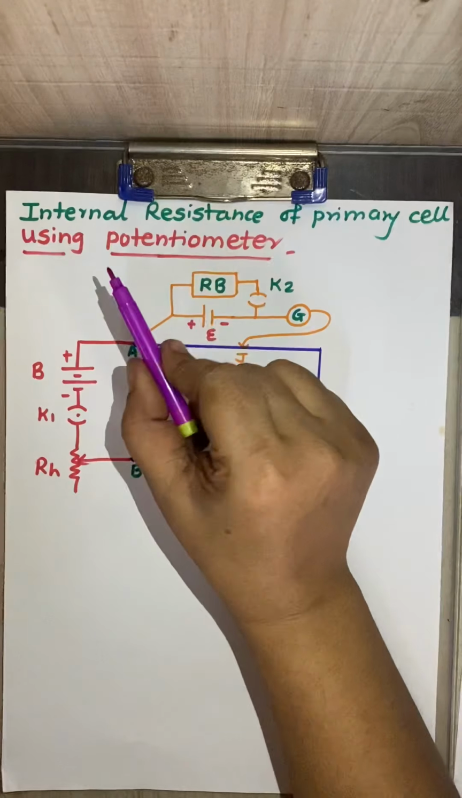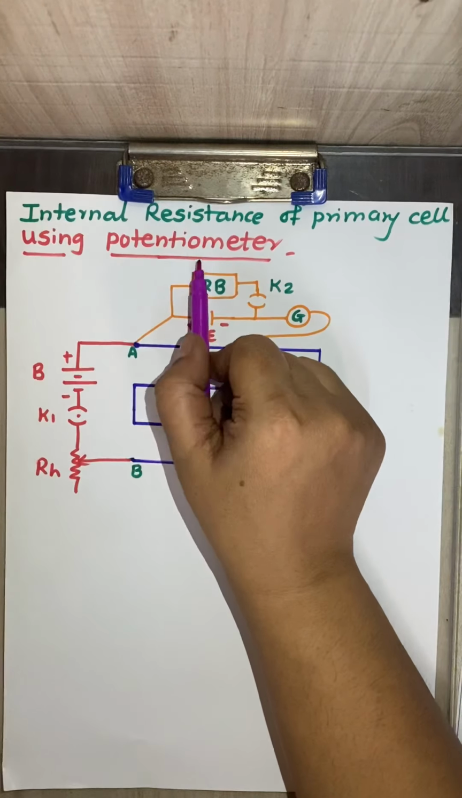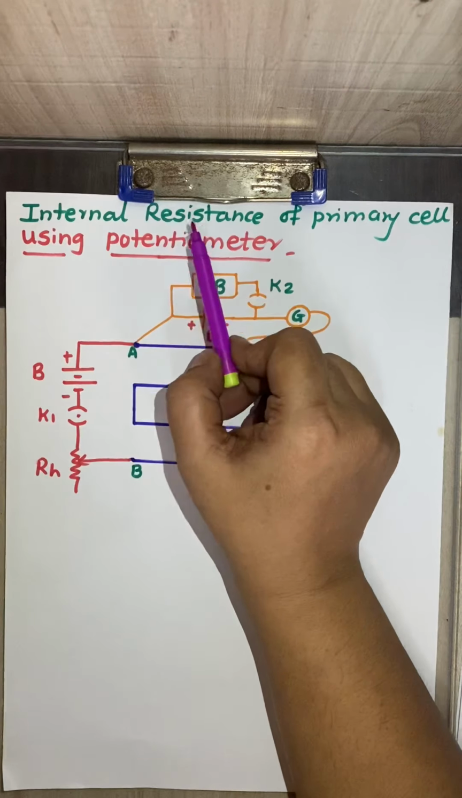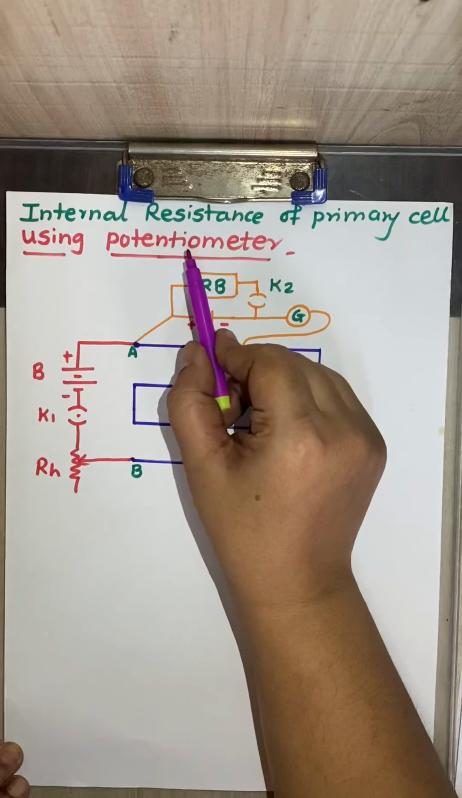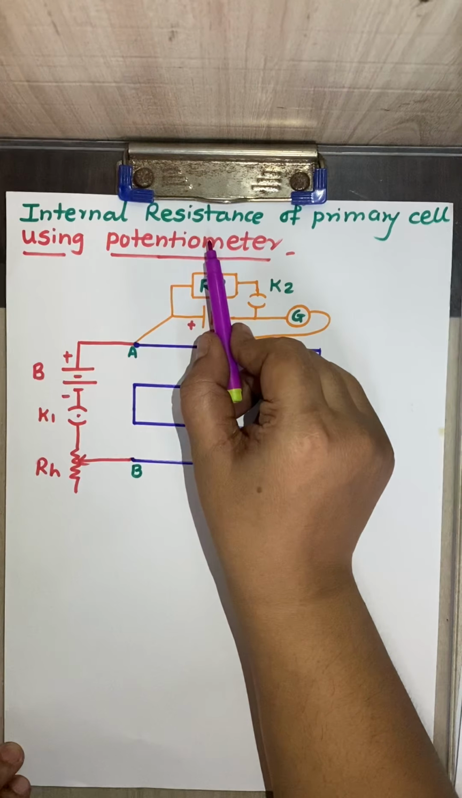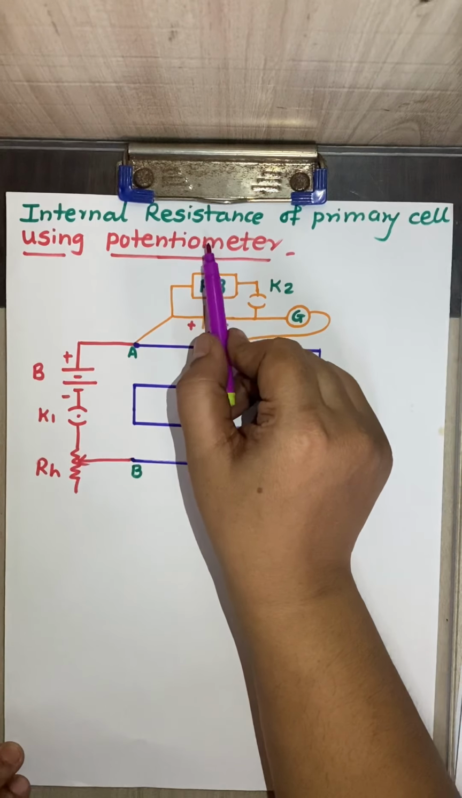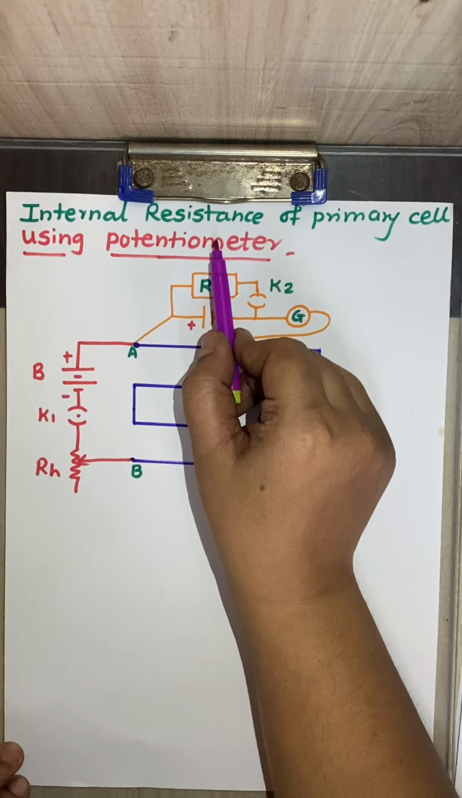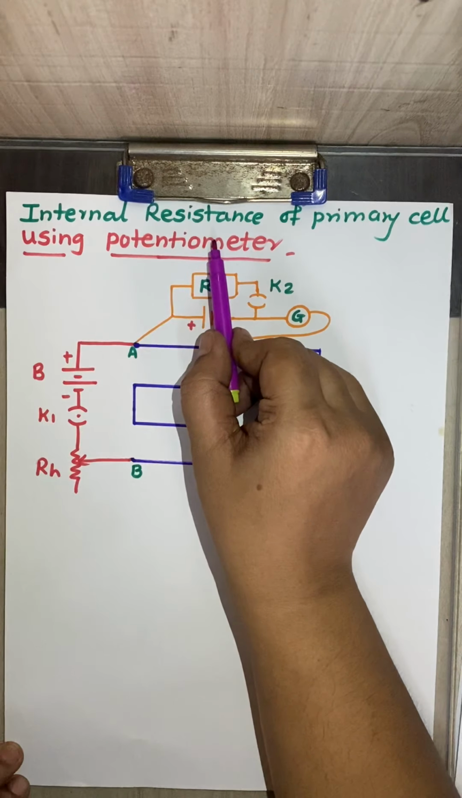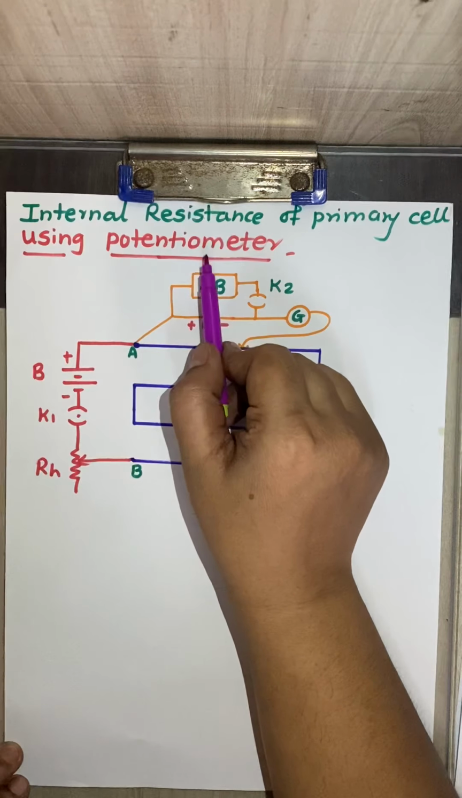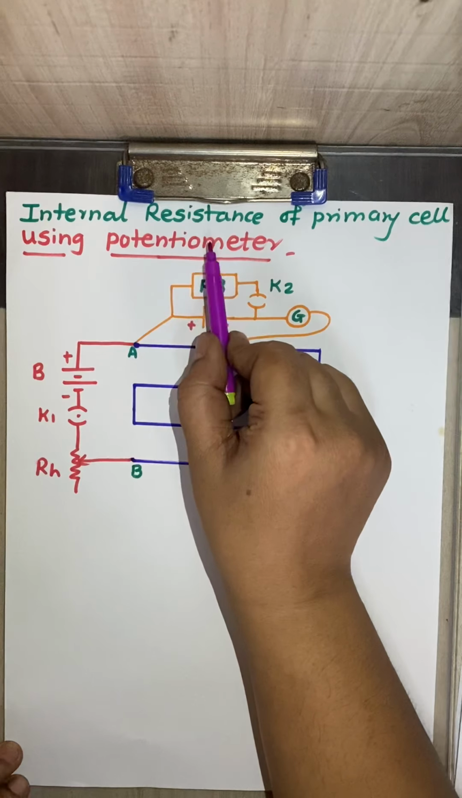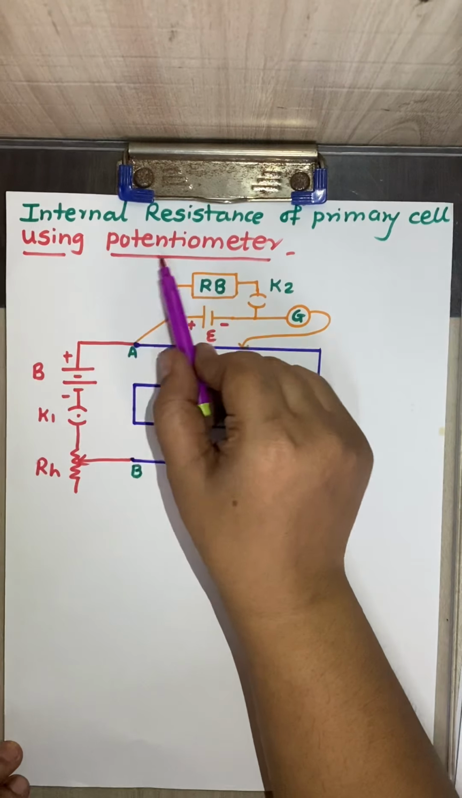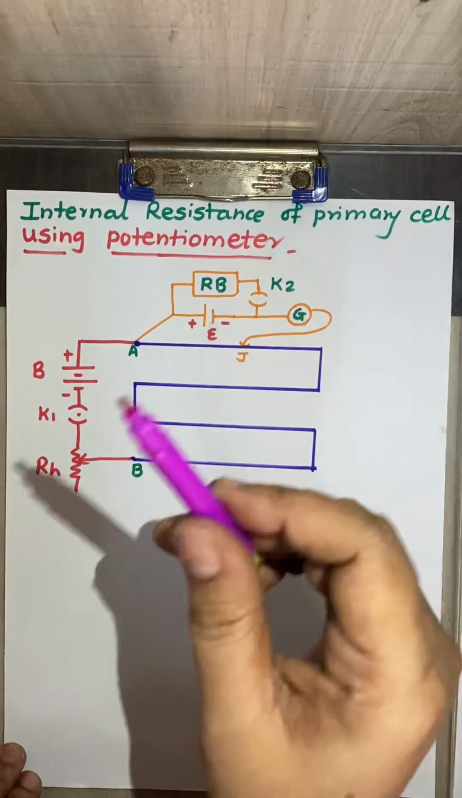Children, now we will study another application of the potentiometer: to find out the internal resistance of the primary cell. A Leclanché cell or Daniell cell can be considered a primary cell, and as they are electrolytic cells, as time goes on and the cell draws current, the internal resistance slowly goes on increasing. But initially, if we want to find the internal resistance of any cell, we can use the potentiometer.